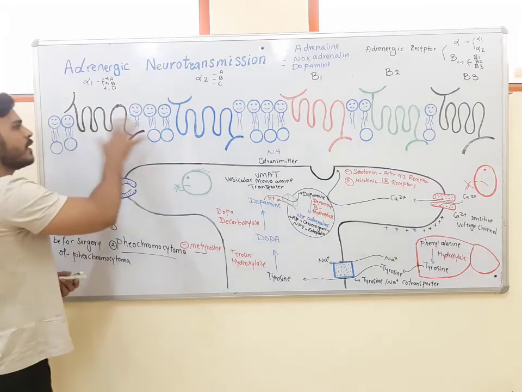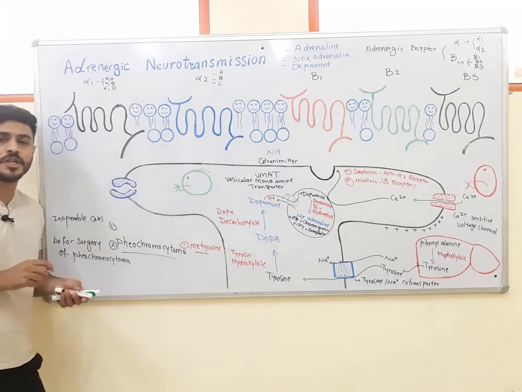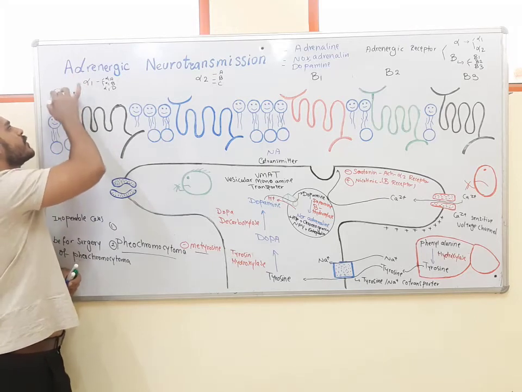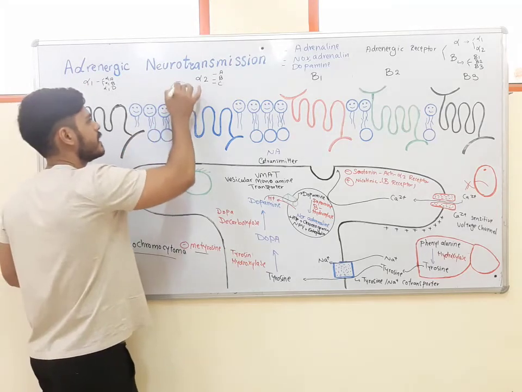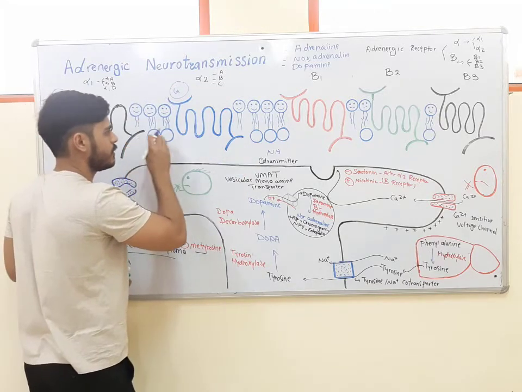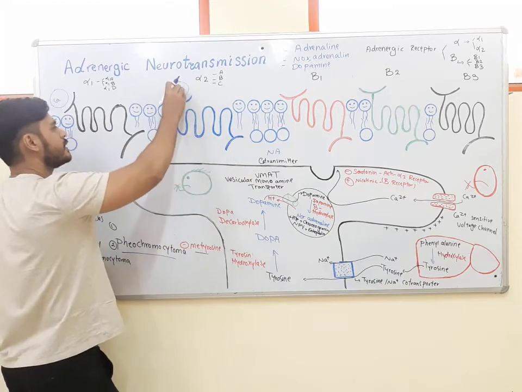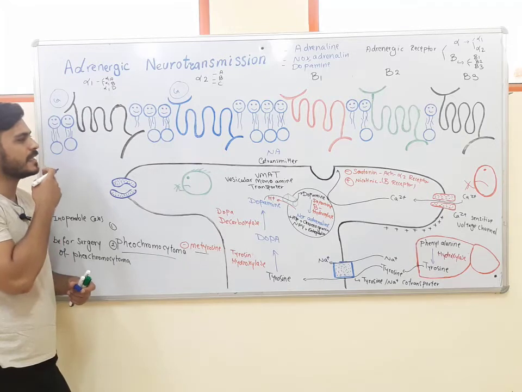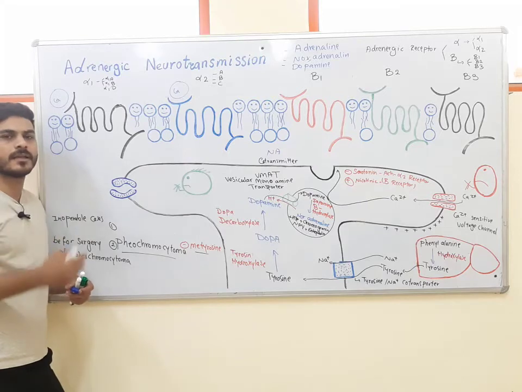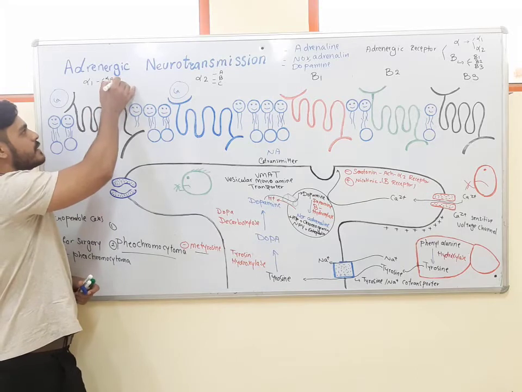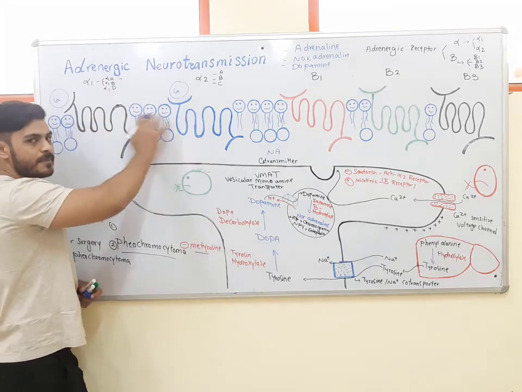All alpha receptors are coupled with G protein. These receptors are coupled with G protein. When noradrenaline binds to alpha receptor, alpha 1 and alpha 2, it can activate the G protein inside the cell, but the difference between these alpha 1 and alpha 2 receptors is that they are coupled with different types of G protein. The alpha 1 receptor is located post-synaptically.